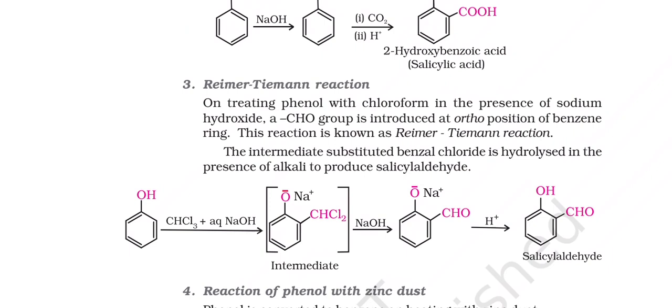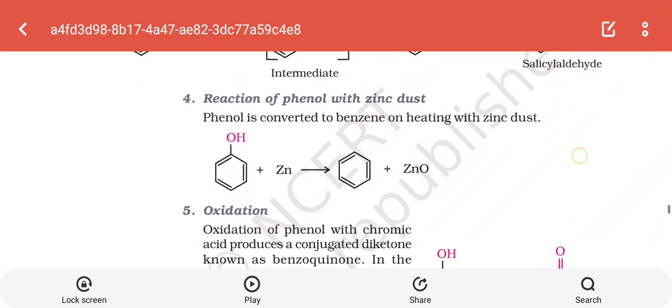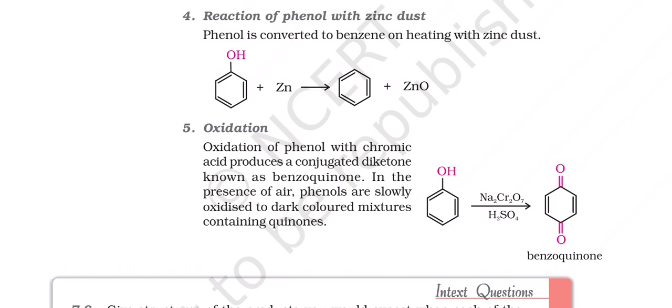Reimer-Tiemann reaction. On treating phenol with chloroform in the presence of sodium hydroxide, a CHO group is introduced at the ortho position of the benzene ring. This reaction is known as the Reimer-Tiemann reaction. The intermediate substituted benzal chloride is hydrolyzed in the presence of alkali to produce salicylaldehyde. Reaction of phenol with zinc dust: phenol is converted to benzene on heating with zinc dust.